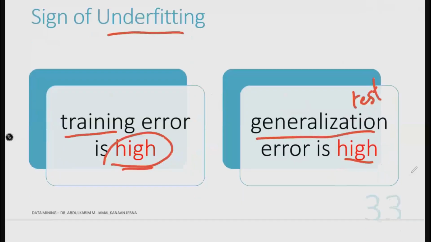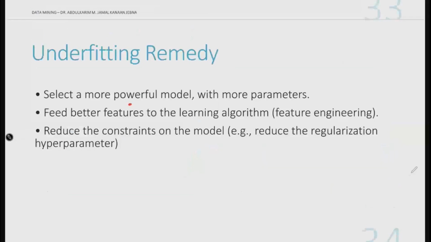Okay, how about the remedies? How can you solve the problem of underfitting? Select a more powerful model with more parameters. So instead of selecting a primary school student to solve this problem, maybe I take a high school student. I take a model that has higher complexity, more mature, or a larger number of parameters, okay?